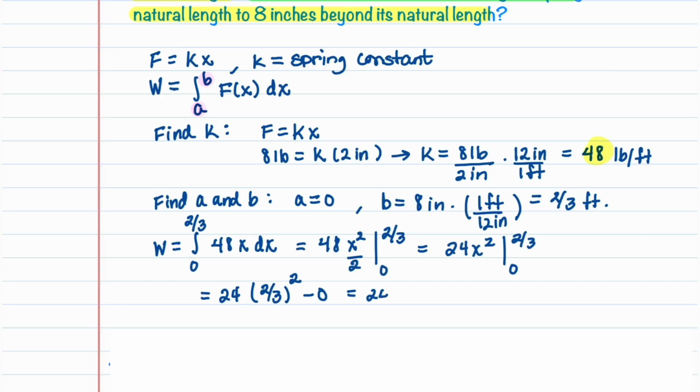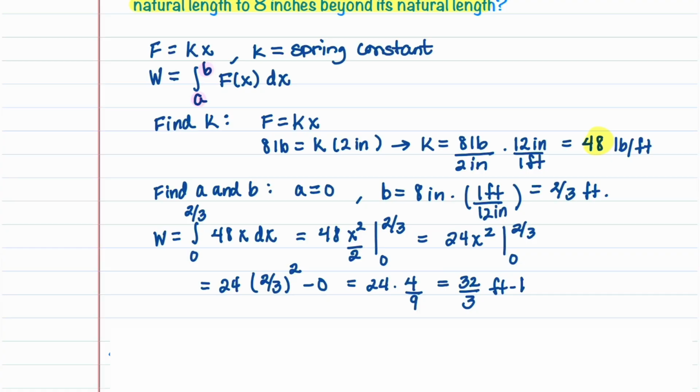This gives us 24 times 4 divided by 9. We can divide 3 into both 9 and 24. So this gives us 32 divided by 3, and now we need units. Our force was in terms of pounds, and our distance is in terms of feet. So our units are foot-pounds. If we want to know what this is in terms of a number, we can say that our work is approximately equal to 10.667 foot-pounds.